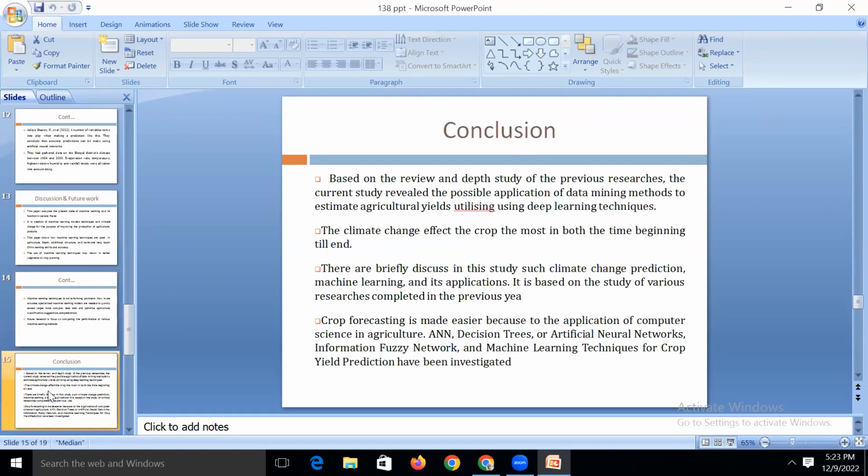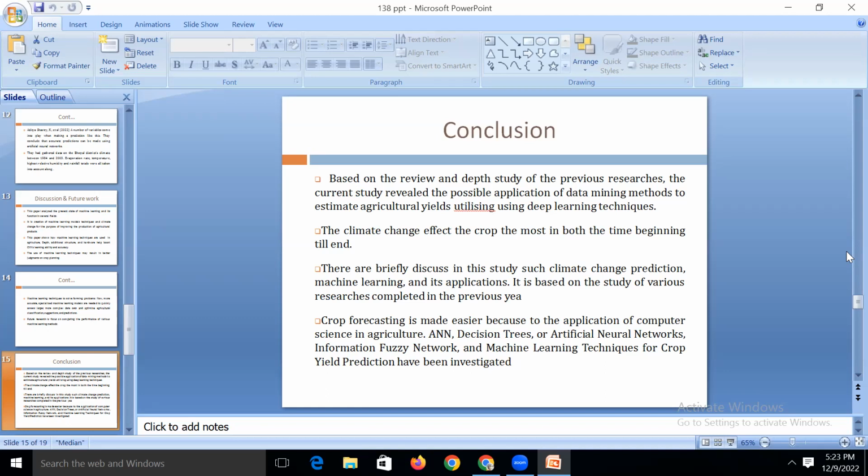And the conclusion of my analysis and comparative study, based on the review and in-depth study of previous research, is that the current study revealed the possible application of data mining methods to estimate agricultural yield using deep learning techniques. Climate change affects the crop the most, from the beginning till the end. Climate change predictions, machine learning, and its applications are briefly discussed in this study. It is based on the study of various researches completed in previous years.